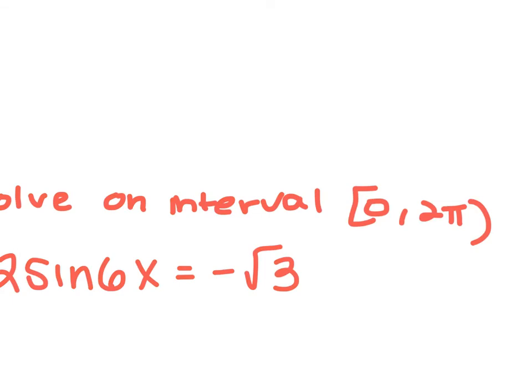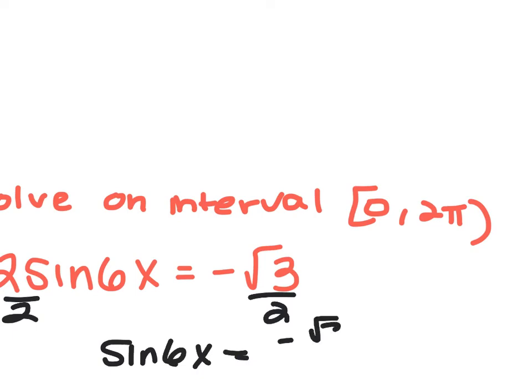All right, so the first one I said solve on an interval of 0 to 2 pi if 2 sine of 6x equals negative root 3. So the first thing you have to do is divide both sides by 2. And I get sine of 6x equals negative root 3 over 2.